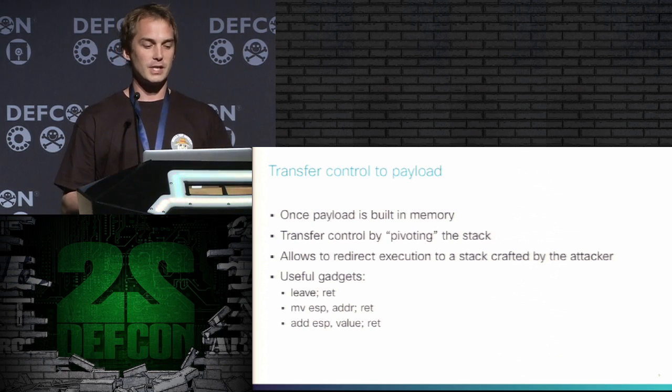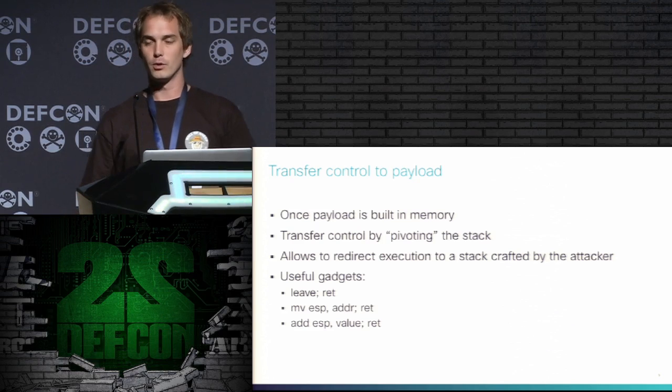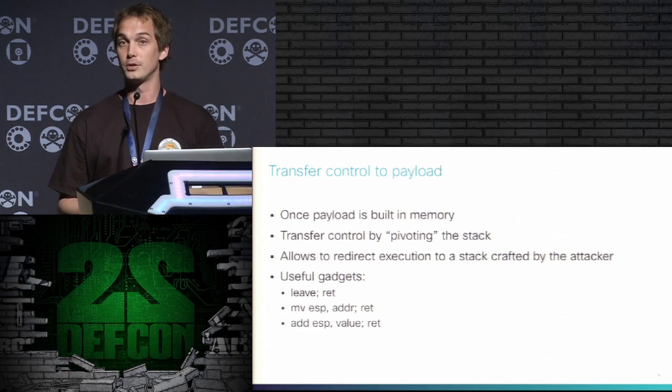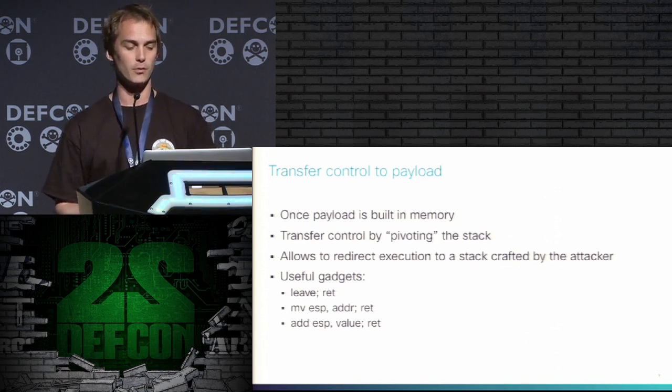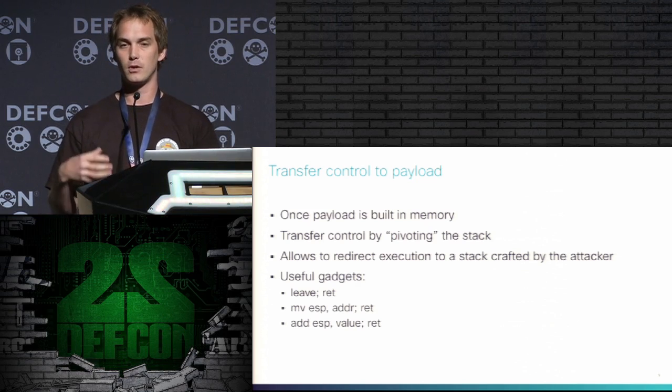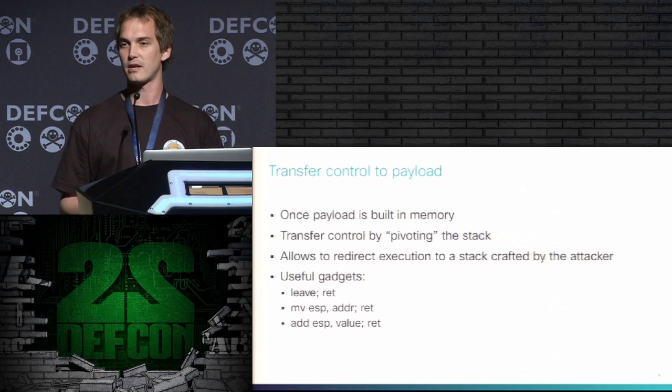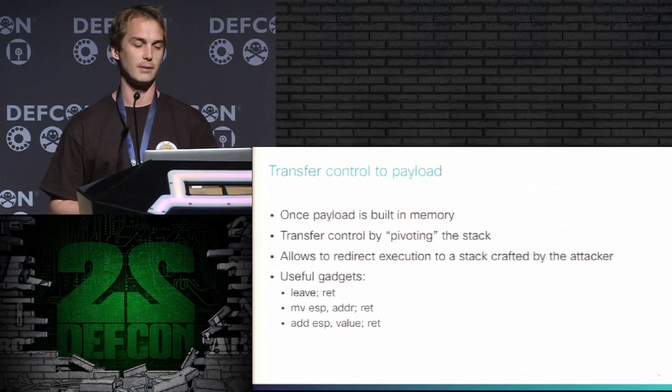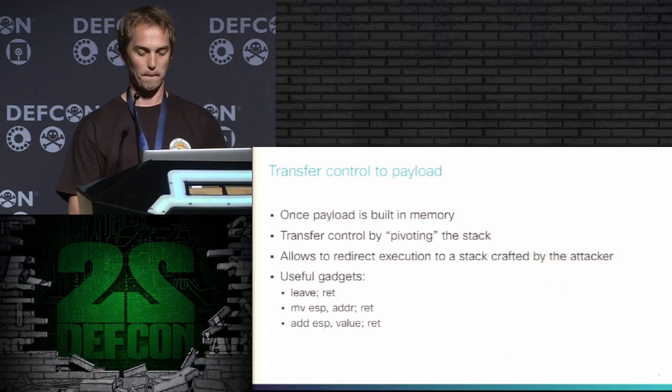So once you've done your stage 0, you've built your fake stack frame in memory. You want to transfer control to that payload because that's what you want to execute, right? You want to get a shell or whatever you want. Shifting control from the current control flow into your stack frame is called stack pivoting, and it's a way of redirecting control flow so that your code runs once you've built it.